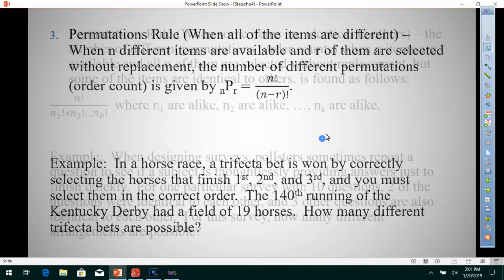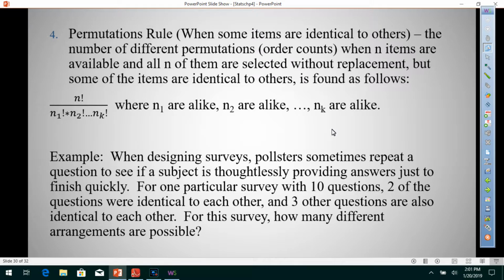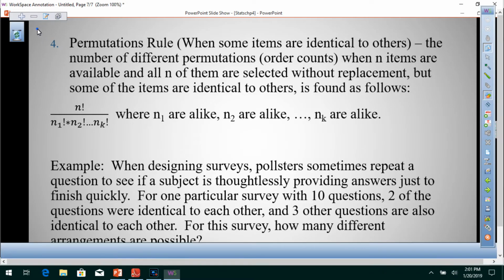Permutations rule. When some items are identical to others, the number of different permutations, order counts, when n items are available and all n of them are selected without replacement, but some of the items are identical to others, is n factorial divided by n sub 1 factorial times n sub 2 factorial, and so on, up to n sub k factorial, where n sub 1 are alike, n sub 2 are alike, and so on, and n sub k are alike. Let me give you an example to help you with that.